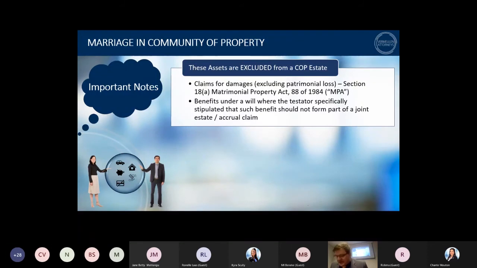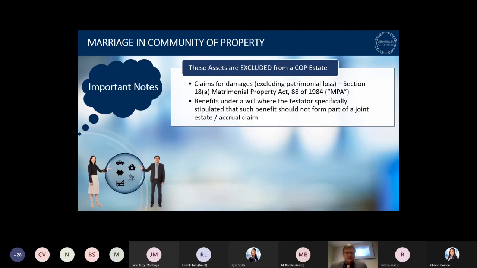Secondly, be aware of Section 18A of the Matrimonial Property Act, 88 of 1984. Just for ease of reference, I'm going to refer to it as the MPA from here on in. So don't think I'm talking about the NPA. We're not prosecuting anyone or anything here. We are talking about the MPA, the Matrimonial Property Act, which is really cornerstone legislation in terms of what we are discussing today. Don't fret.